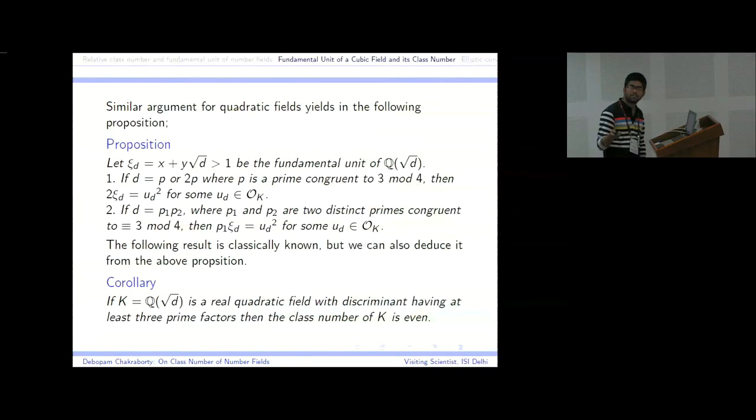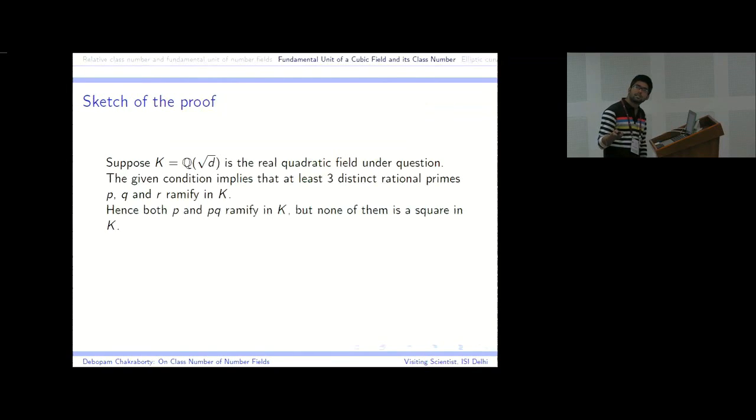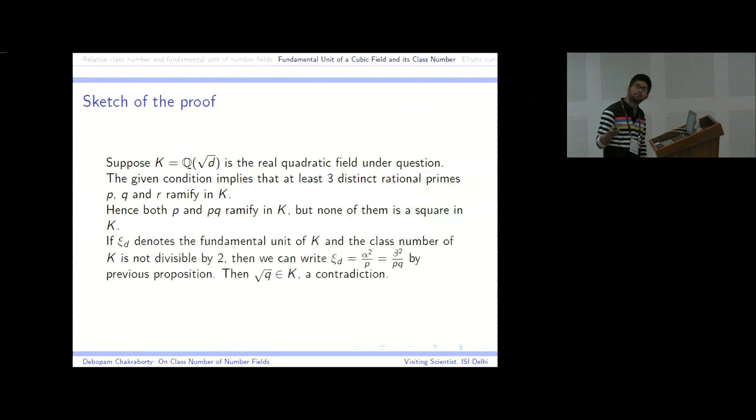It is very straightforward, but it only gives the sufficient part. So this is the sketch of the proof: if you have more than 2 factors, say p and pq are the factors, you can see p and pq both ramify, but none of them is a square. But using that result, you will find that root q will belong to k, which will be a contradiction.